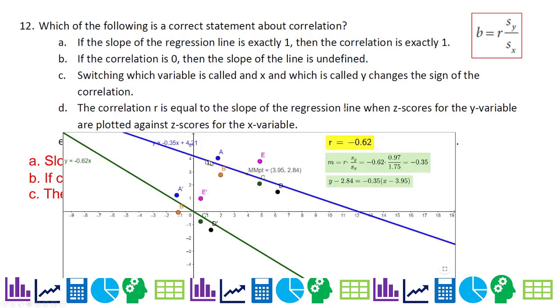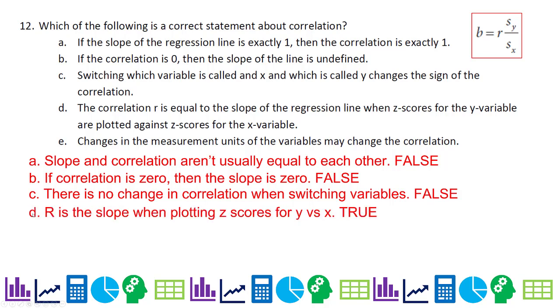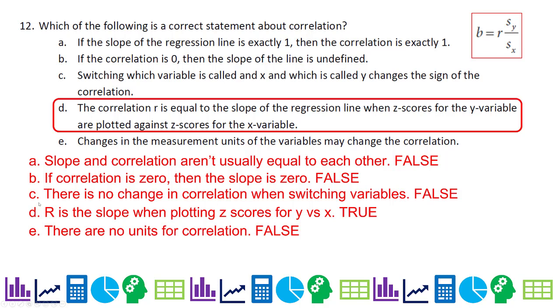And that is equal to the slope of the regression line when z-scores for the y variable are plotted against z-scores for the x variable. So there you go. That one is true. And then finally, there are no units for correlation, so E is false. The correct answer is D.